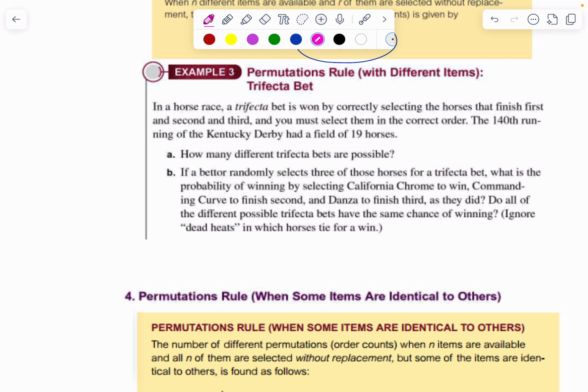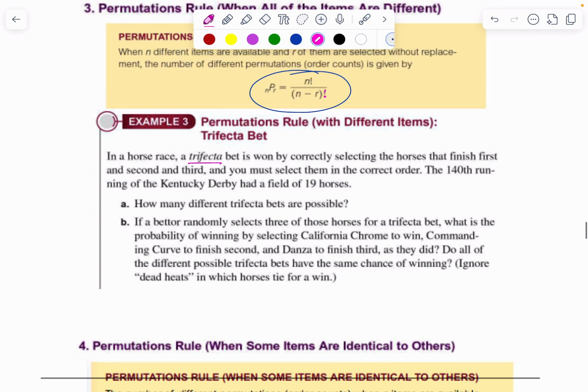So example 3, in a horse race, a trifecta bet is won by correctly guessing the horses that finish first, second, and third, and you must get them in the correct order. If you win that, you get lots of money. I think you can box it, which is like you put them in a box, right? So you do the first, second, and third, and you box it, and that means that you got the first, second, and third in any order. That would be a combination, which is not worth as much money if you win, because they could have come in any order. But if you correctly guess the first 3 in that order, you win lots of money.